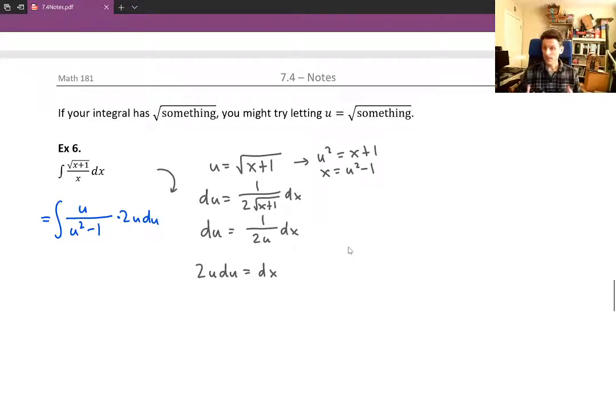Okay, so now we have everything written in terms of u. In order for the substitution to work, all the variables have to change into your new variable. So we've got all the x's, including the dx, turned into something involving u's and du. Now when we simplify this, we can pull the 2 out, and we'll get u squared over u squared minus 1 du.